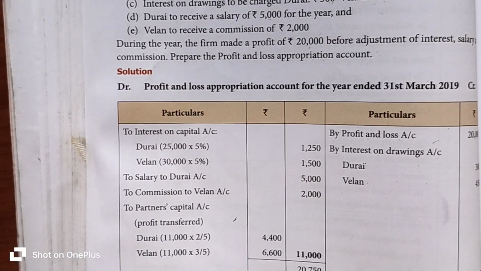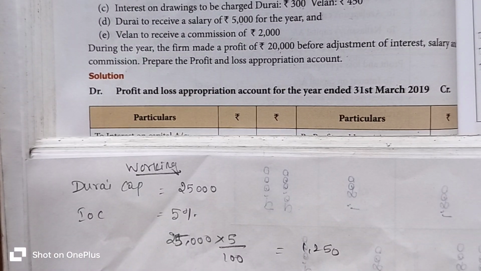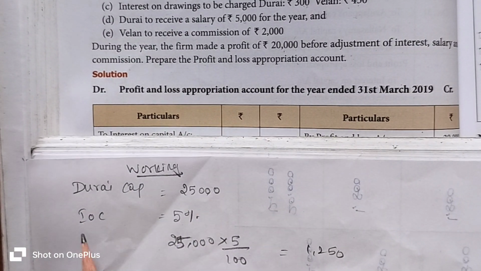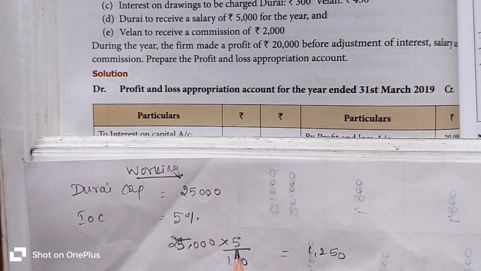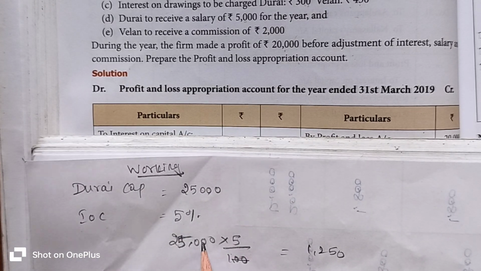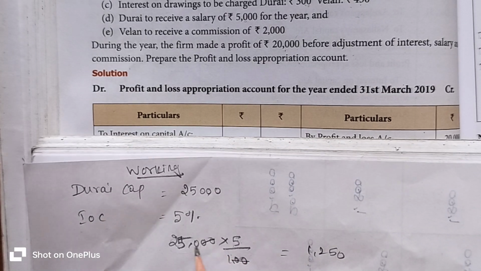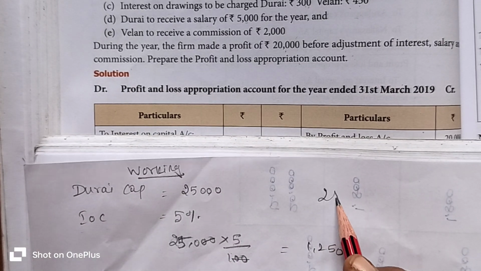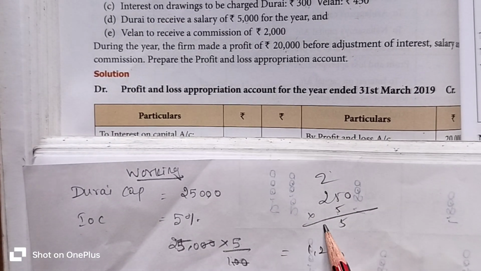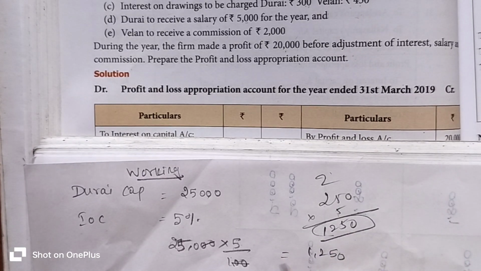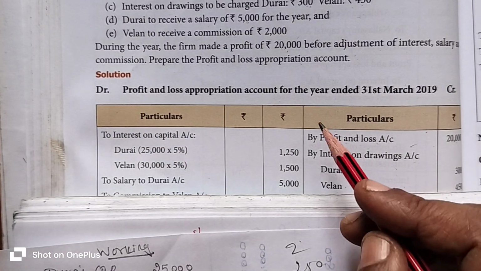Let's go to the debit side. Interest on capital account. Listen, Durai's capital is 25,000. Interest on capital 5% is given in the question. So 25,000 into 5%, means 5 by 100. This 20 is cancelled for this 20. Remaining 250 into 5. 5 5s are 25, so 250 into 5: 5 5s are 25. Remaining 2, 5 2s are 10 plus 2, 12. This 20 is added here. So interest on capital for Durai is 1,250 rupees.